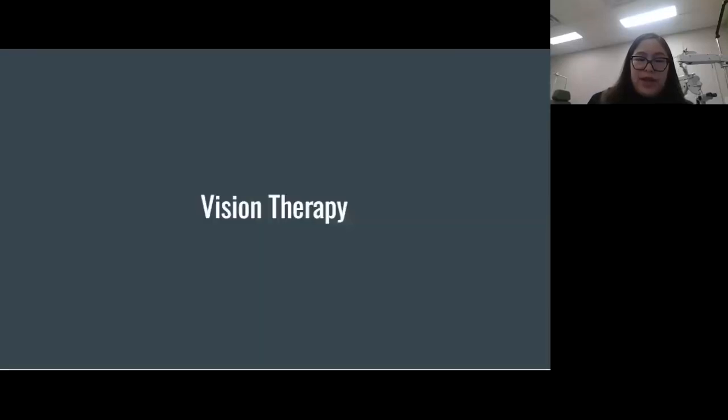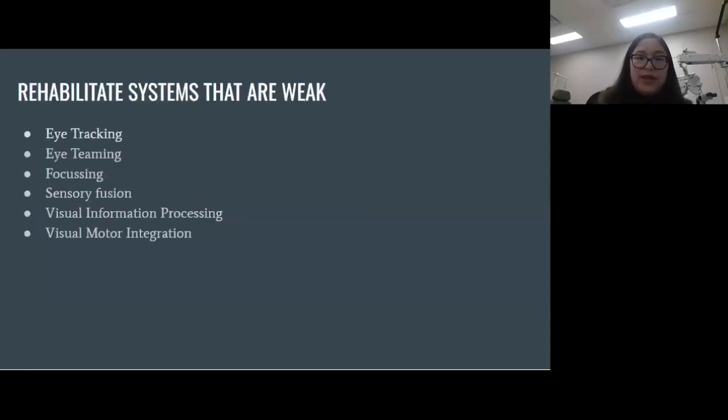Now, perhaps the most effective and long-lasting way we know of how to help with a brain injury is through vision therapy. So while the last few methods can help with a few of the symptoms, they can be crutches while we're trying to heal and while we're trying to improve things, vision therapy really helps to bring everything together. So we have to rehabilitate the systems that were weak.